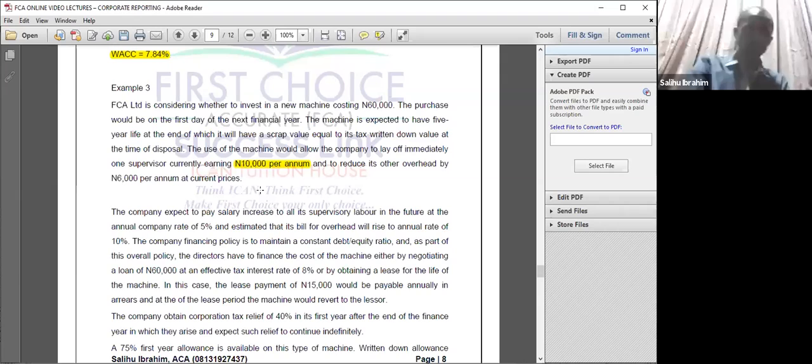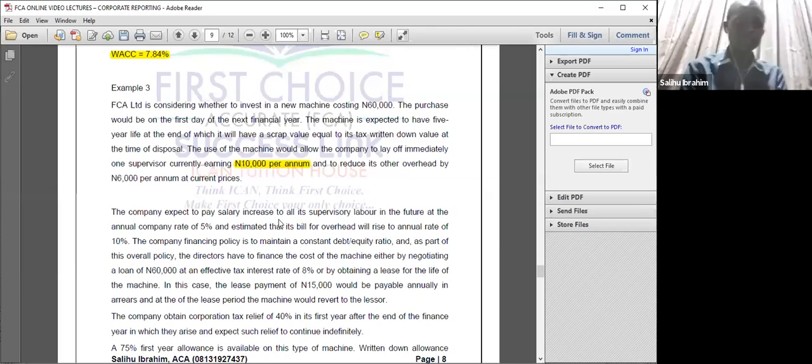So you need to inflate that 10,000 naira for the next 5 years. That will represent your savings. Okay? That will represent your savings. Then, other overhead. You also need to inflate other overhead for the next 5 years to get the savings in overhead. Okay, let us continue.